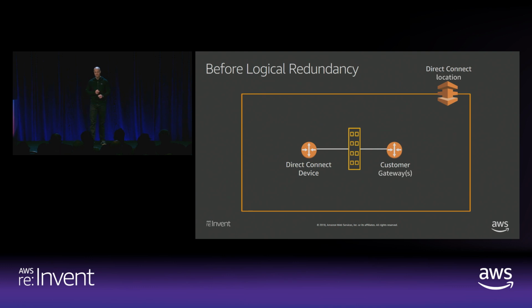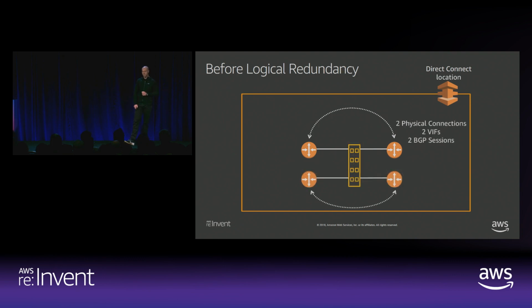Before logical redundancy, this is what a single Direct Connect connection looked like: your customer gateway, a couple of patch panels, and an AWS Direct Connect device. If we did maintenance on this device, or if we had an issue, the whole connection went down, physical and virtual, regardless if your router was okay. Each virtual interface had one and only one BGP session, and the only way to get control plane redundancy was to enable a new Direct Connect.